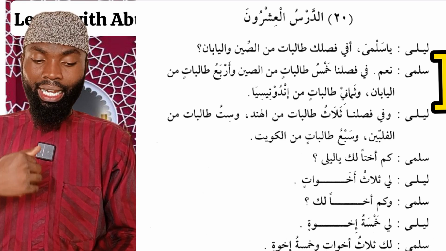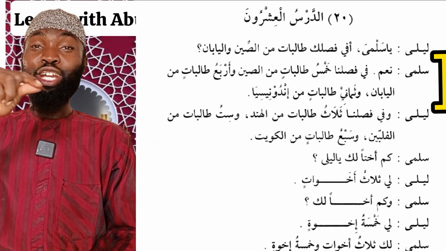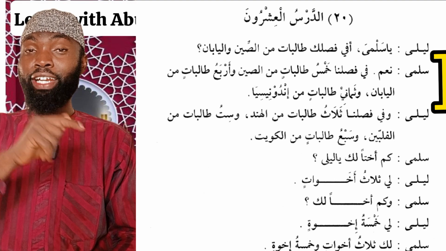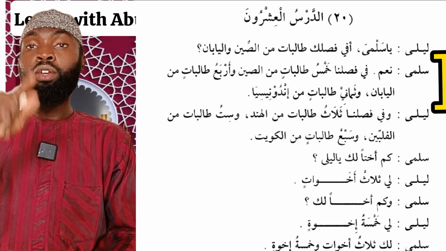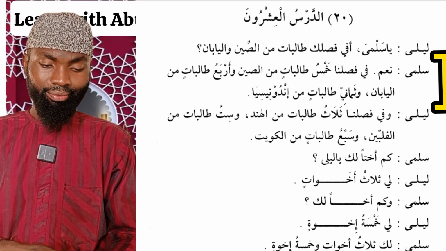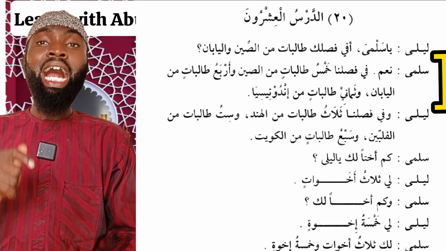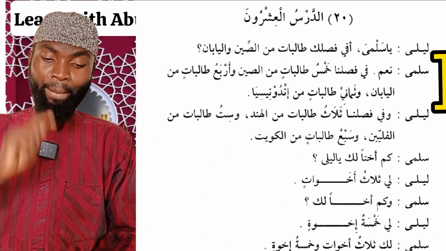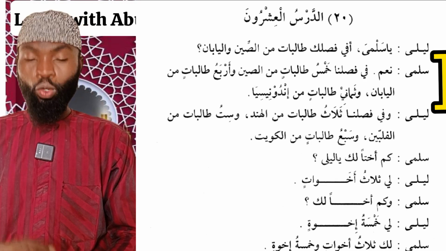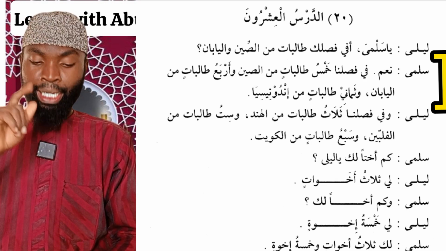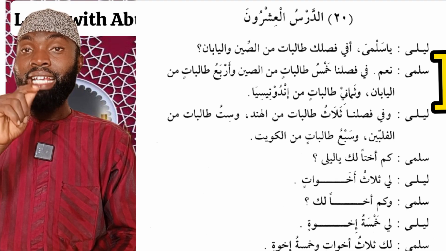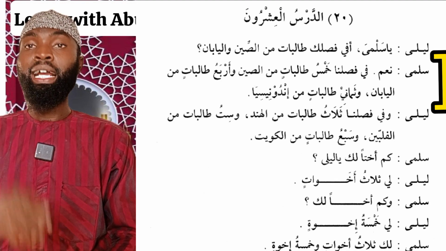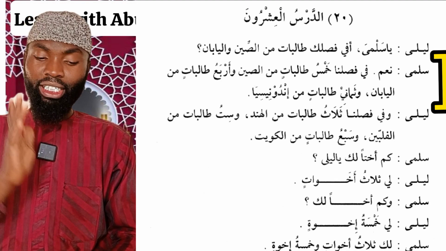Fi faslina, in our class, khamsu talibatin. There are 5 female students. You can see talibat, female students, so we use khamsu, not khamsatu. Minas-Sin, from China, wa arba'u talibatin, and 4 female students, not arba'atu, minal Yabani, from Japan. Wa thamani talibatin, you can see thamani with the ya carrying sukun. Wa thamani talibatin min Indonesia, and 8 female students from Indonesia.